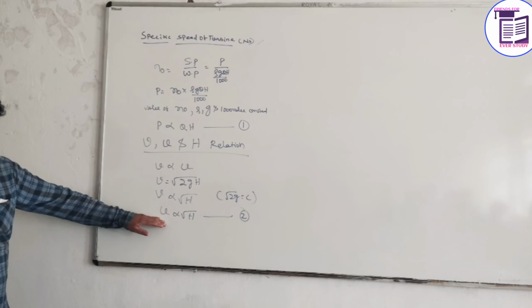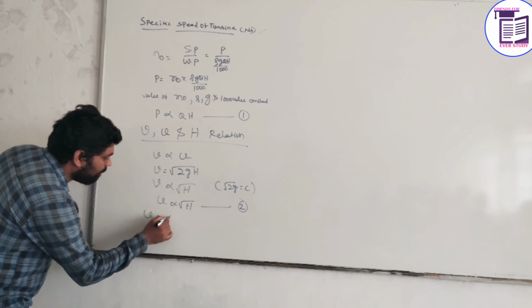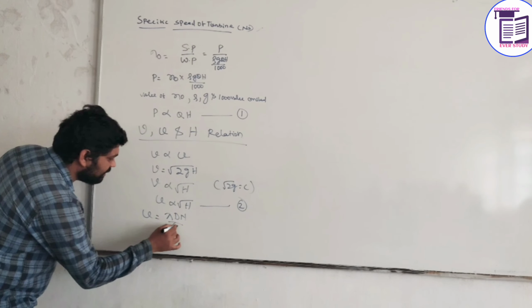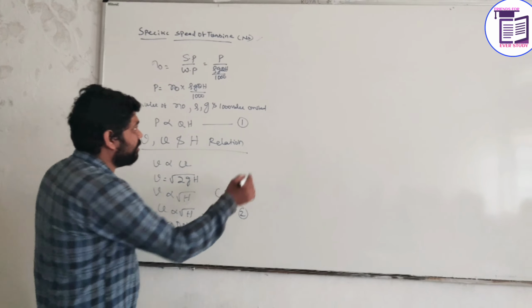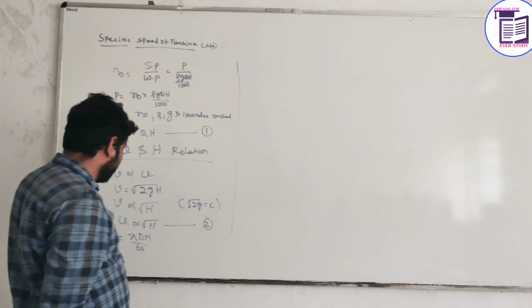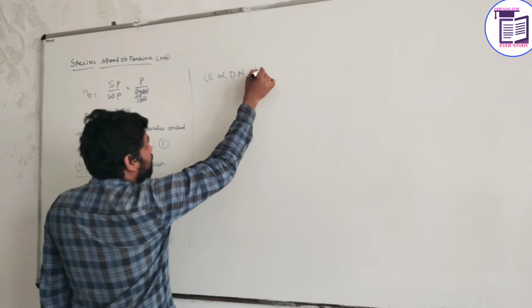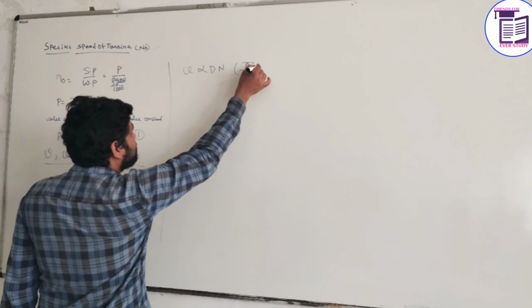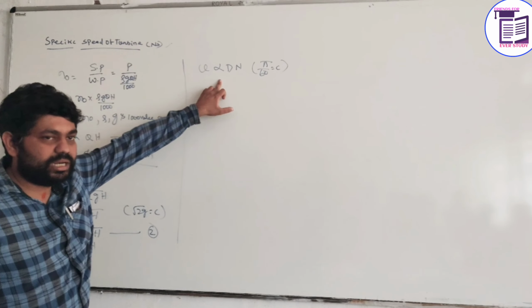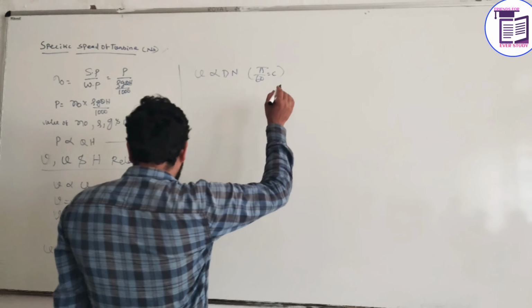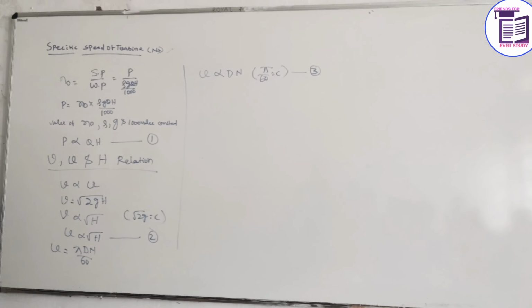From this equation, U directly proportional to root H, the blade velocity U is given by the formula pi d n by 60. Now we consider this pi d n by 60 value. So U is directly proportional to d and n, because pi by 60 is a constant. Consider this as equation number 3. So U is directly proportional to dn.